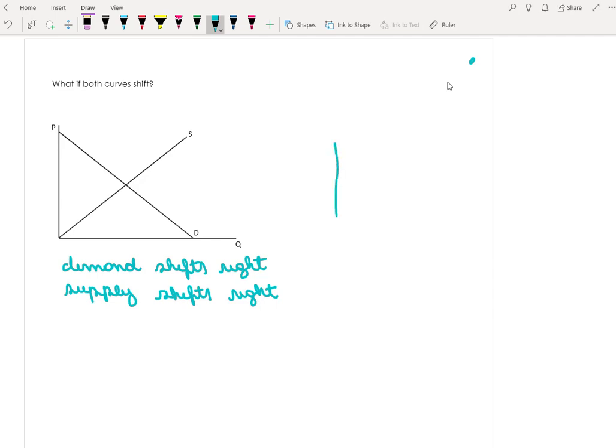Let's start with the demand. So here's the supply, here's the demand, and now I'm going to shift the demand to the right. You can see here, comparing both equilibriums, that quantity went up and price went up.